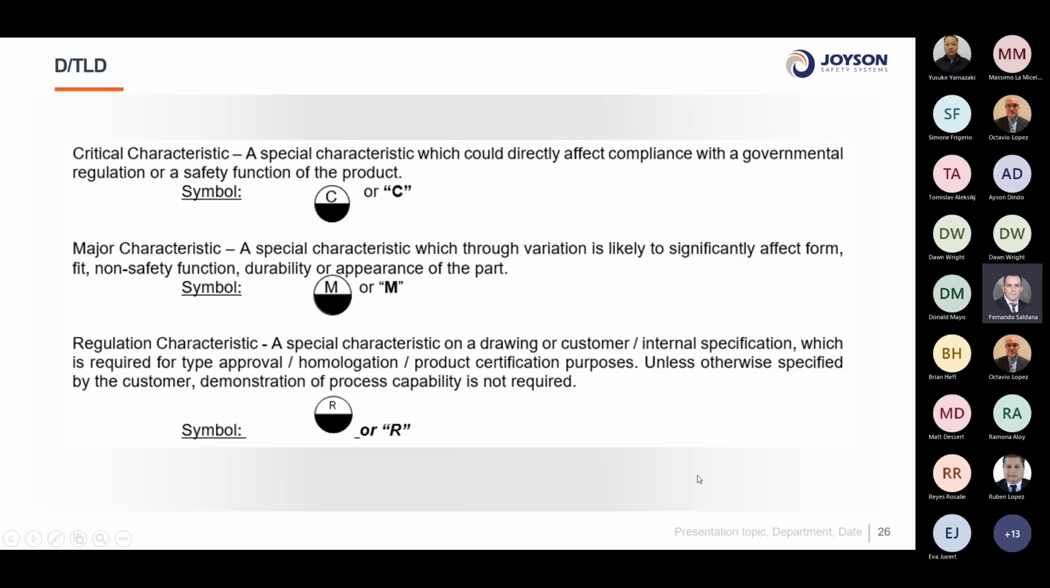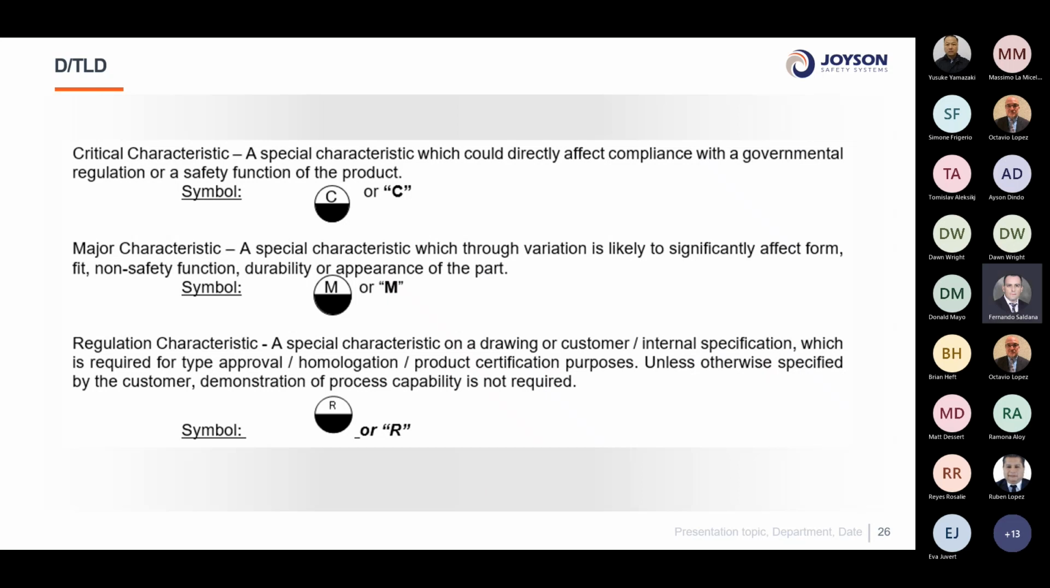In the drawings you have already, you may be familiar with this nomenclature. We have critical characteristics, major characteristics, and a regulation characteristic. The critical one is a special characteristic which could directly affect compliance with government regulation or the safety function of the product. So this critical characteristic is part of the ones with mandatory documentation.